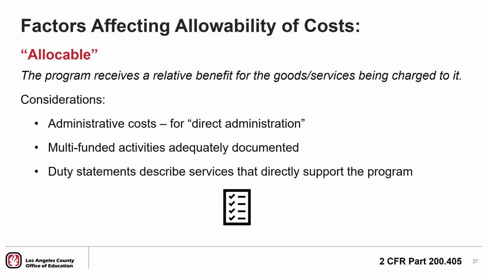What allocable means is that the LEA, that's you, can show that the cost results in benefit to the program that is paying for the cost. So asking why you would pay for this item or service with this particular program dollar is an essential question. For example, did the cost support the strategies planned to address low-performing students and achievement gaps that are being addressed in a particular program? In considering direct administrative costs and multi-funded positions or other costs, the cost, duty statements, and time and effort reports need to directly support the program objectives in order to be allocable to the program. Next slide, please.